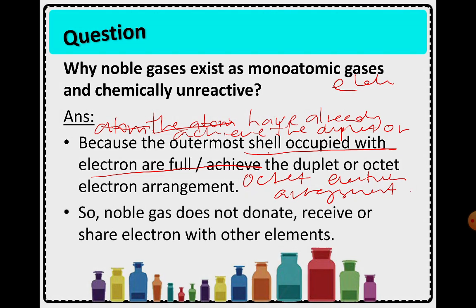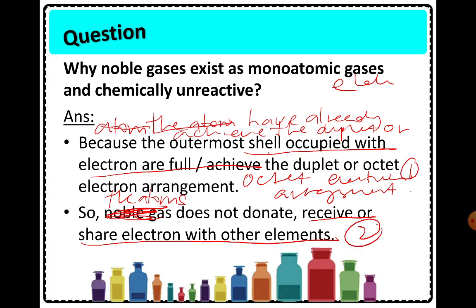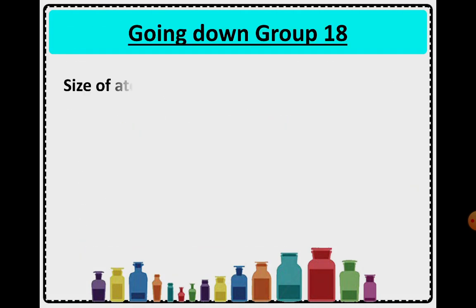So the atoms, kena sebut atom, the noble gas atoms do not donate, receive or share electrons with other elements, ya. So tu dia punya sebab lah. 1 mark, 2 marks. Okay. So itu sebab kenapa dia tidak aktif secara kimia.